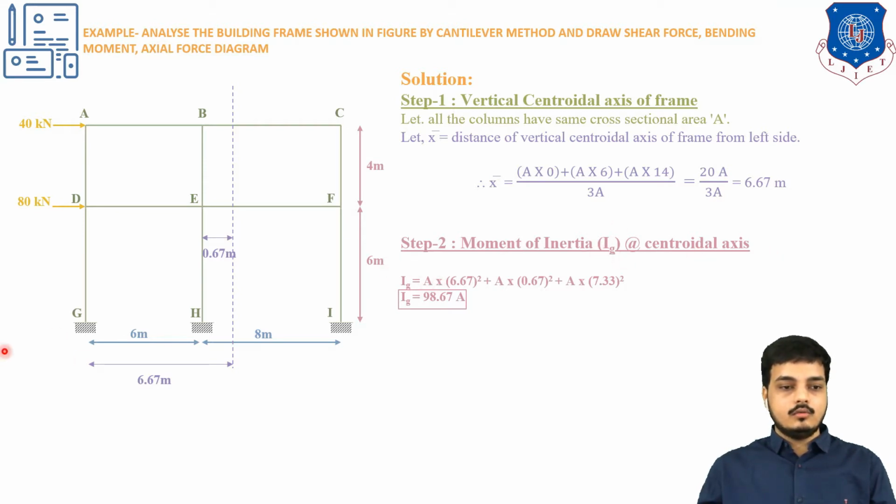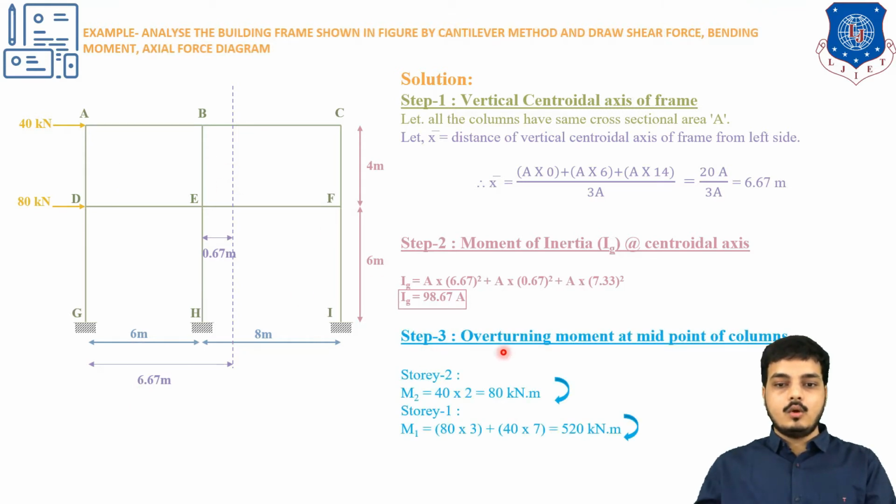So Ig equals, considering this column, the distance is 6.67, so A multiplied by 6.67 squared, plus A multiplied by 0.67 squared, plus for this column, 8 minus 0.67, which is 7.33, so A multiplied by 7.33 squared. So I get my moment of inertia Ig equals 98.67A. Right now my A is common for all.